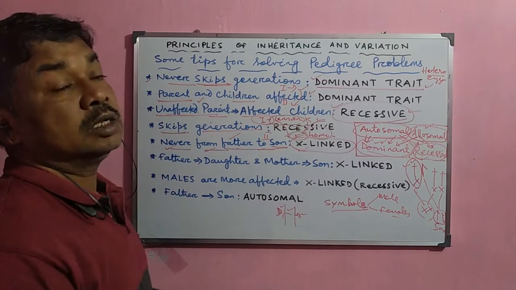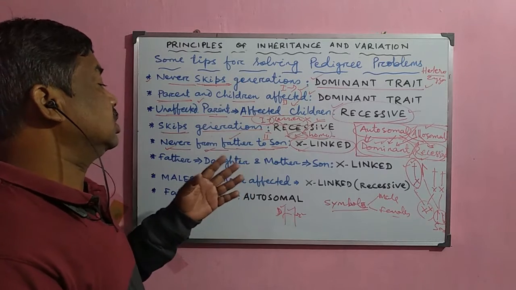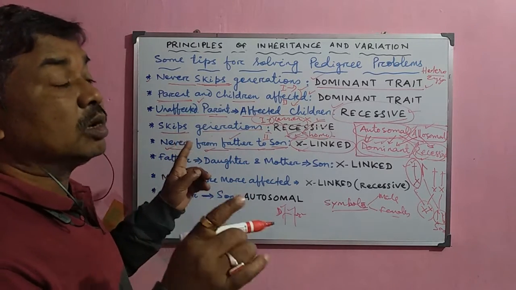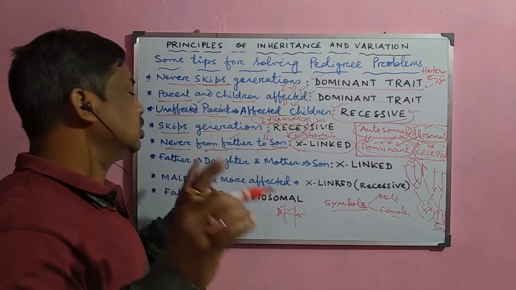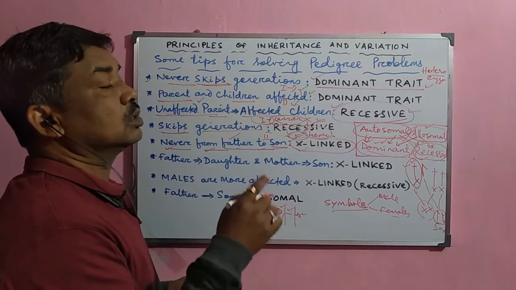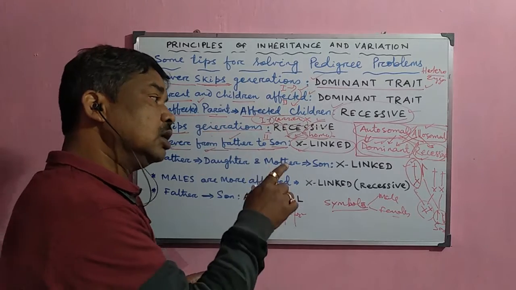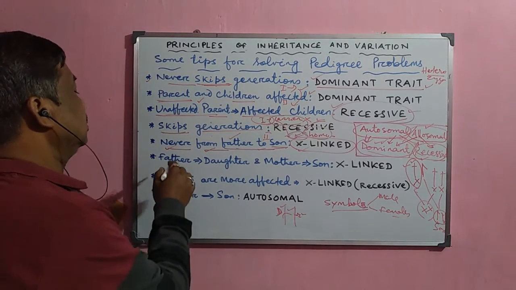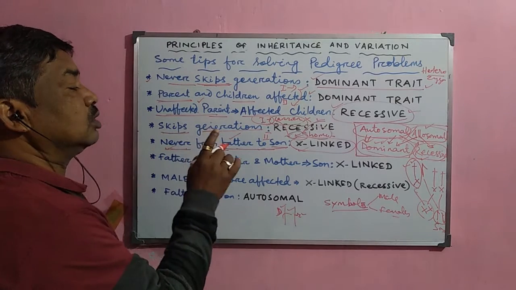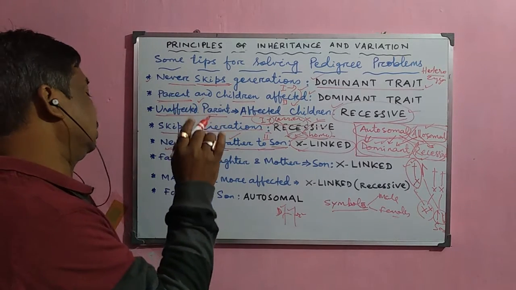So that is a clear identification of X-linked inheritance, because the father never gives the X chromosome to the son. The X chromosome always comes from the mother and the Y chromosome from the father. So X-linked problems never go from father to son.